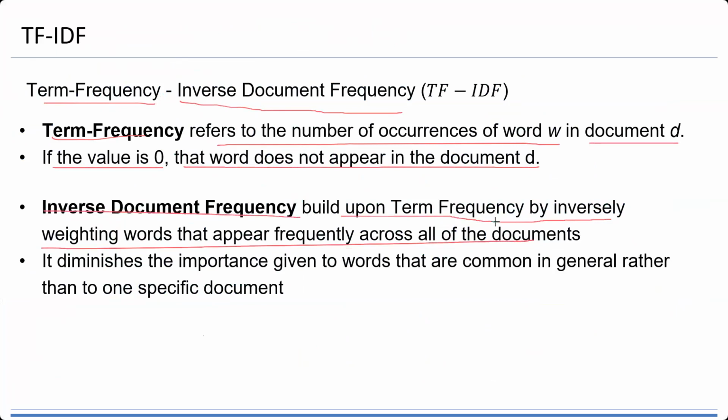Okay, so we will check this one based on the example. The inverse document frequency, or the IDF, diminishes the importance given to words that are common in general rather than to one specific document. So if it appears in many documents, it is common. But we want to find something specific, something that is only in one or two documents.